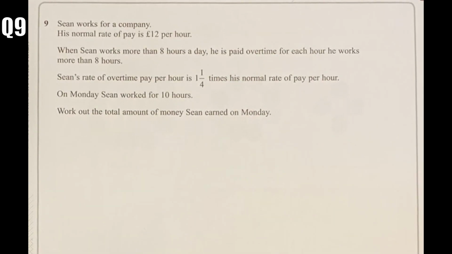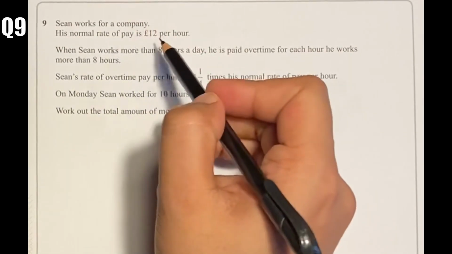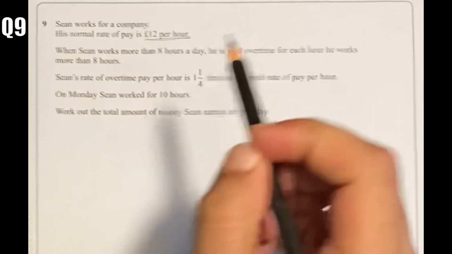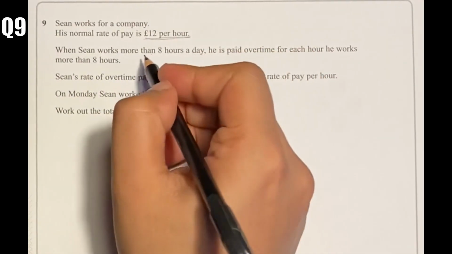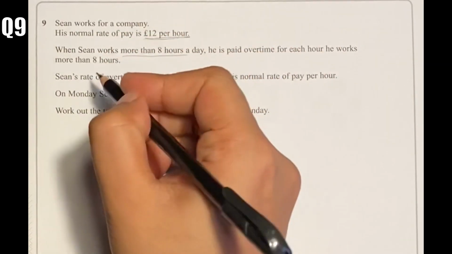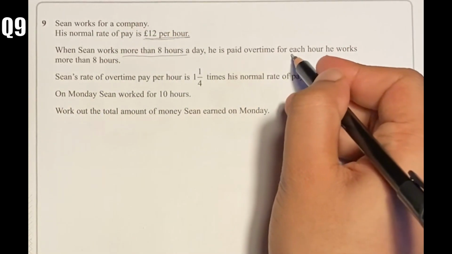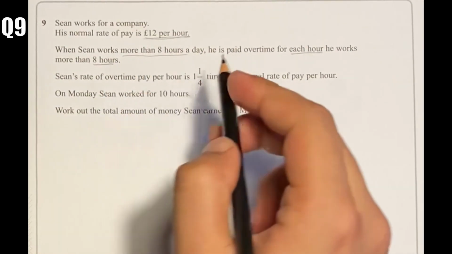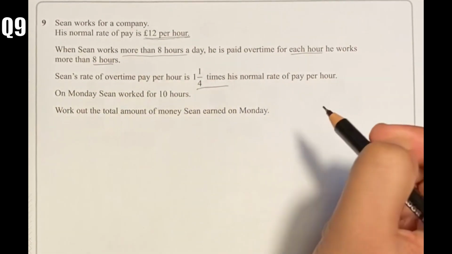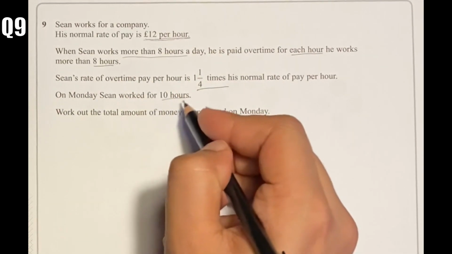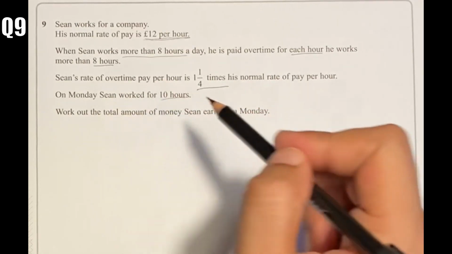So there's a few bits of key information here. So the first one is his normal rate of pay is £12 per hour. The next one is when Sean works more than 8 hours, he's paid overtime for each hour he works more than 8 hours. So each hour for more than 8 hours. Sean's rate of overtime pay is 1 1/4 times his normal rate of pay per hour. On Monday, Sean worked for 10 hours. So we're looking to work out how much he got paid for 10 hours, basically.